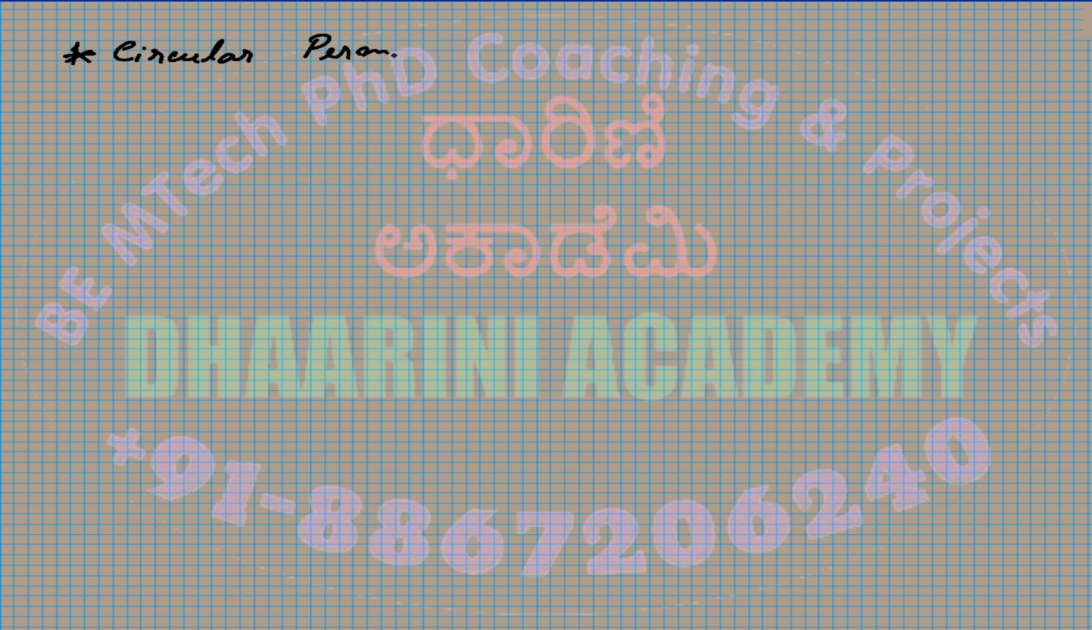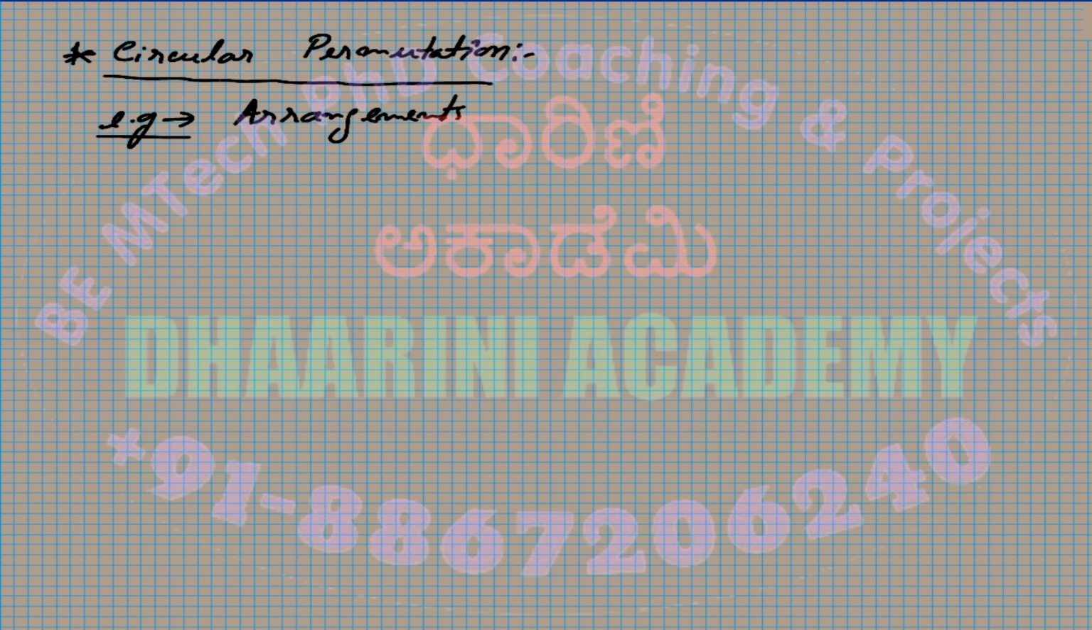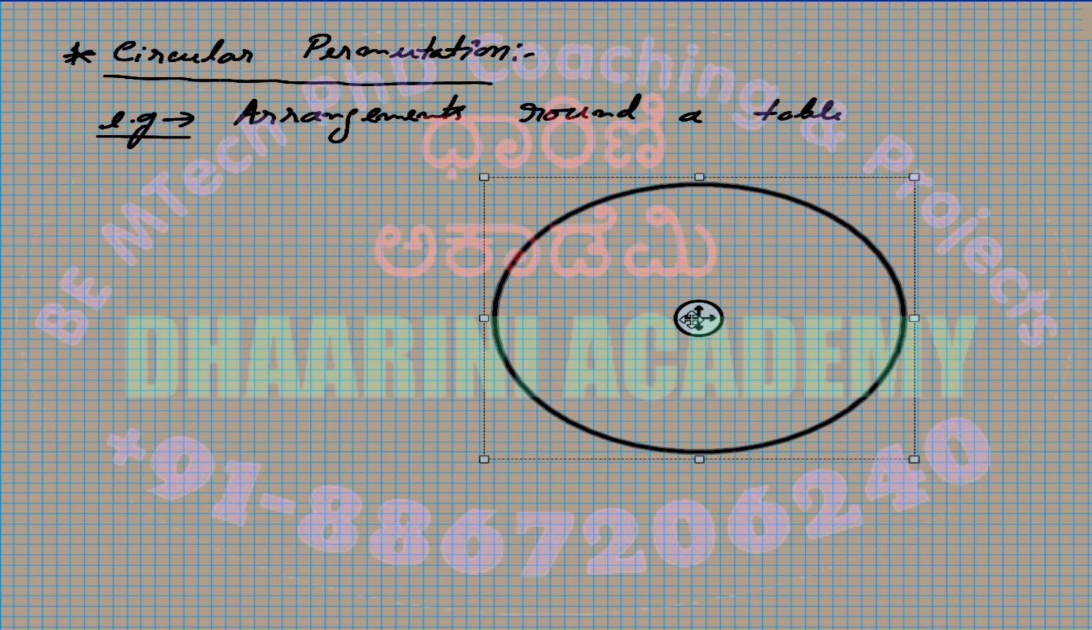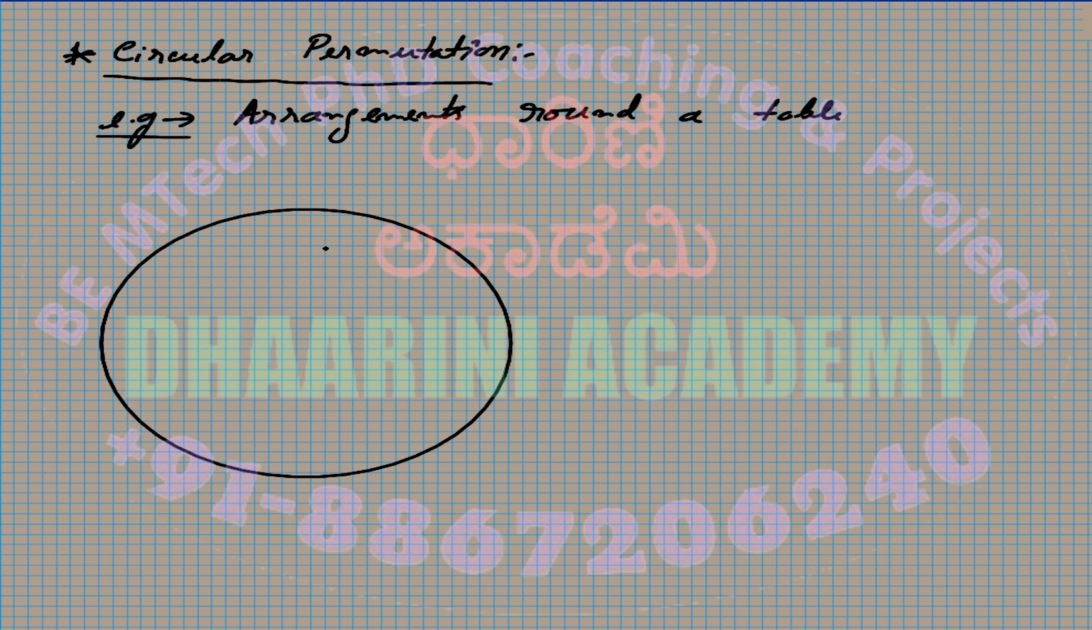Circular permutation. This is something we consider whenever we look at the various types of arrangements around a table, etc. For example, we can consider a scenario wherein we have a circle, and let us assume that around the circle we place, say, five people: 1, 2, 3, 4, 5. So this is A, B, C, D, and E. A, B, C, D, E sit like this.